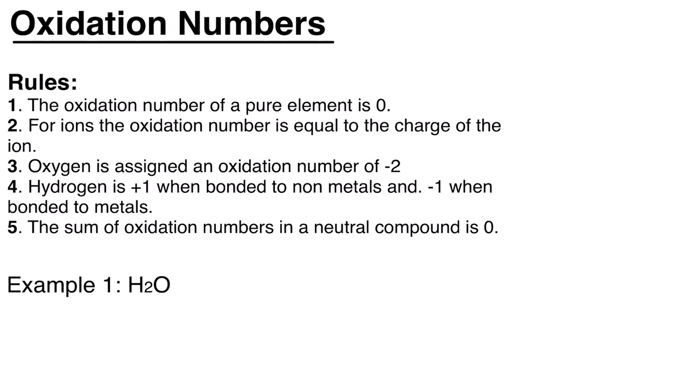Oxygen is assigned an oxidation number of -2. Hydrogen is +1 when bonded to nonmetals and -1 when bonded to metals. And the sum of oxidation numbers in a neutral compound is 0. Now that we have that out of the way, let's go over some examples.